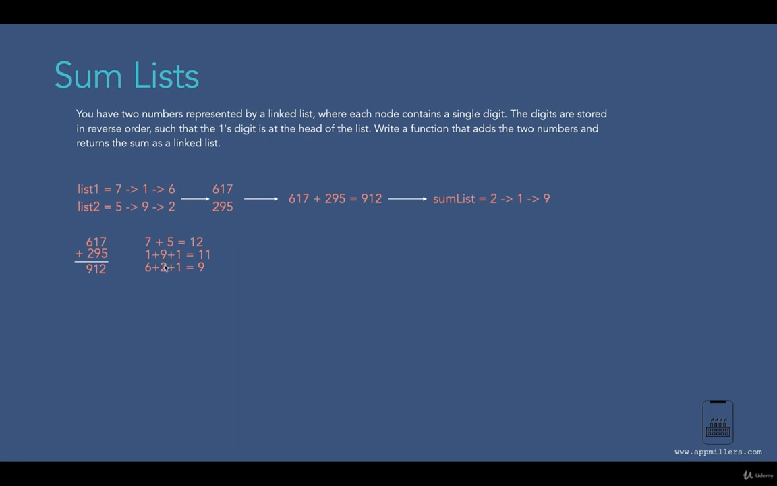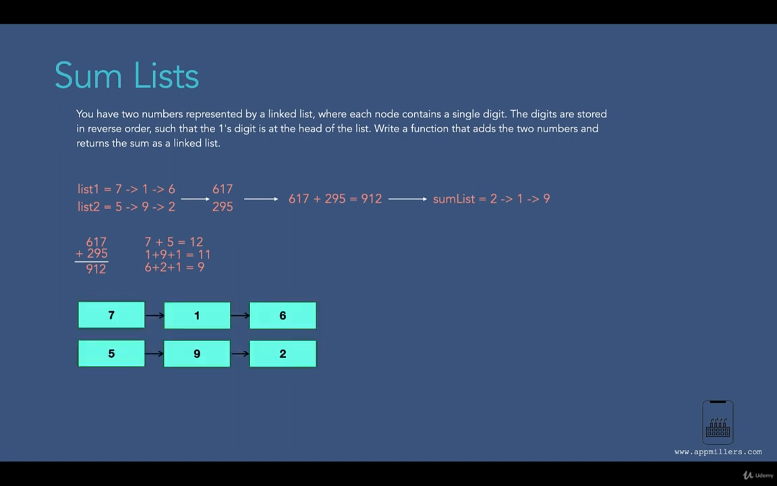Now let's see how this works in case of these two linked lists. We are going to mimic this process recursively by adding node by node and carrying over any excess data to the next node. So let's walk through this. The first thing we do is add 7 plus 5, which gives 12. So 2 becomes the first node in our linked list, and we carry 1 to the next node.